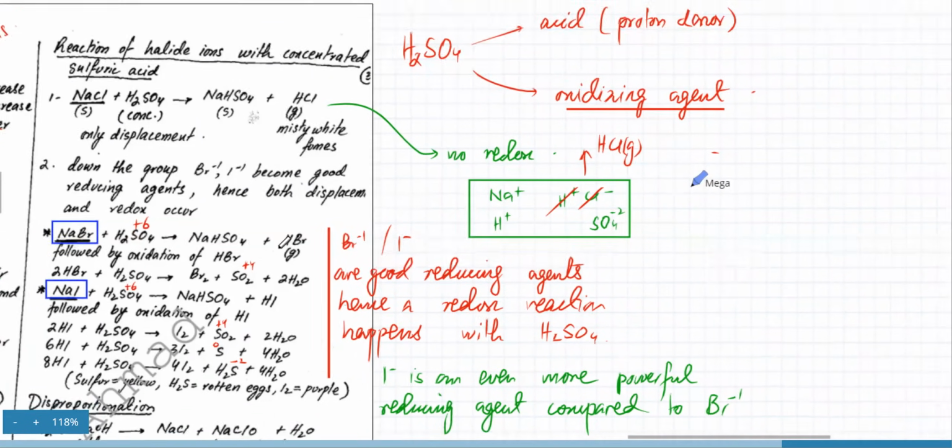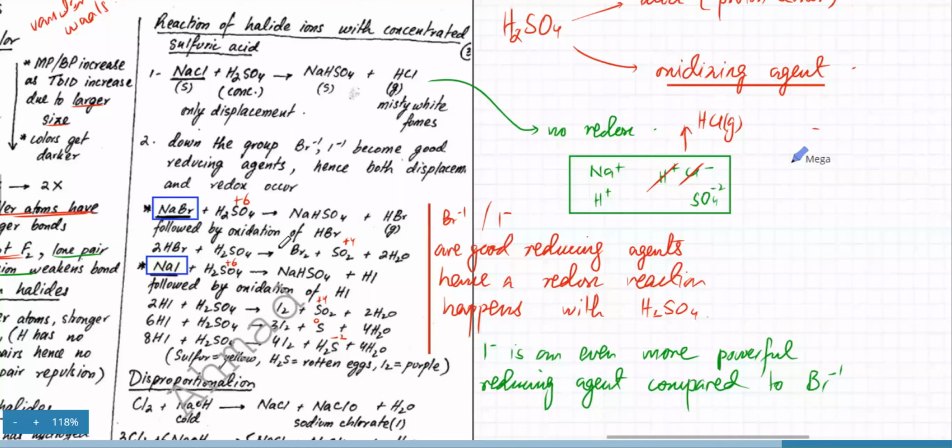So remember, this reaction comes very often. NaCl is only going to have a displacement reaction, but if you add NaBr or NaI into H2SO4, what you're going to get is a redox reaction. So why were we doing this reaction in the first place? This was a reaction in which hydrogen halides are produced. Like over here, you can see that HCl is getting produced.